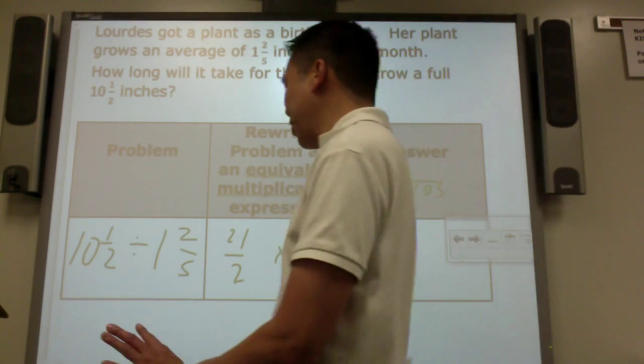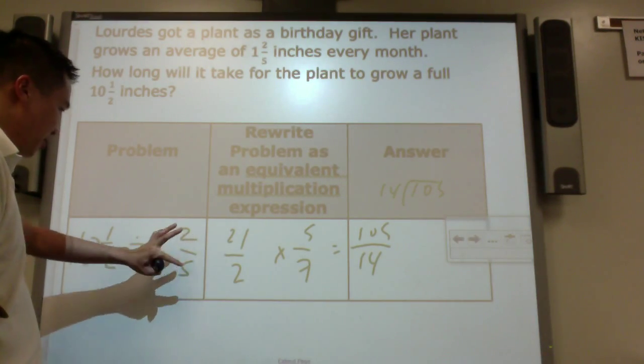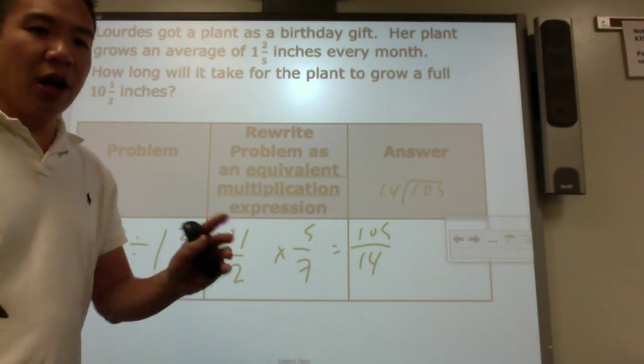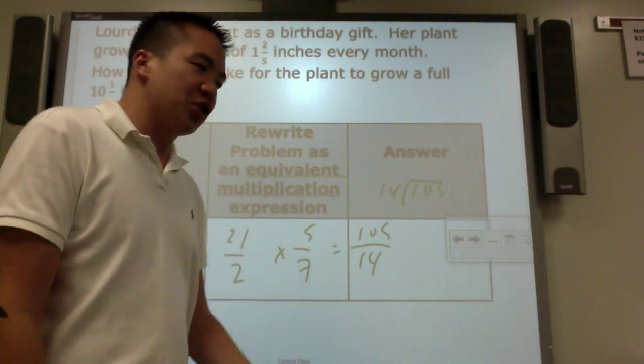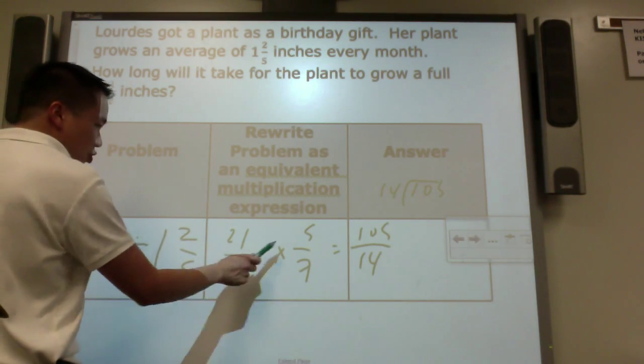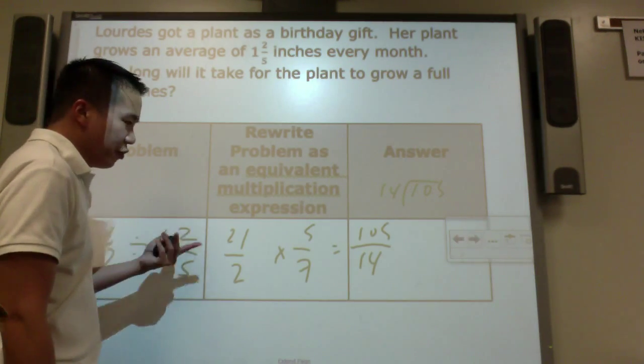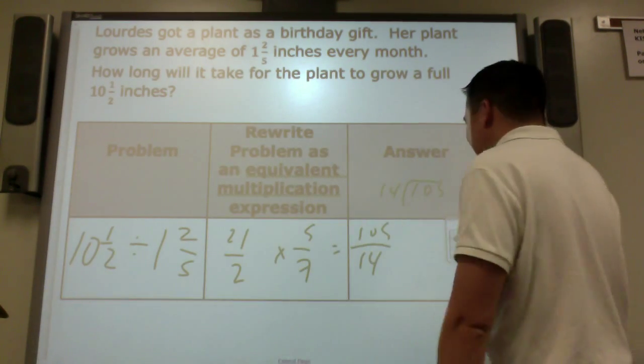Let me make sure I'm doing my math correct. That's 21 halves. That's 7/5 reciprocal. So anyway, if you went to Patterson, I know you learned keep, change, flip. You keep the first number, change it to a multiplication. You flip this around. If it is 7/5, you flip it to 5/7. So how many groups of 14 go into 105?